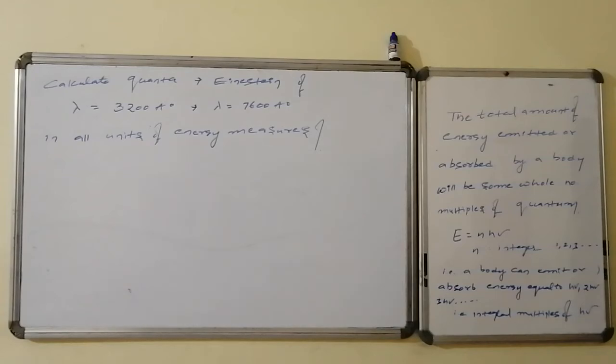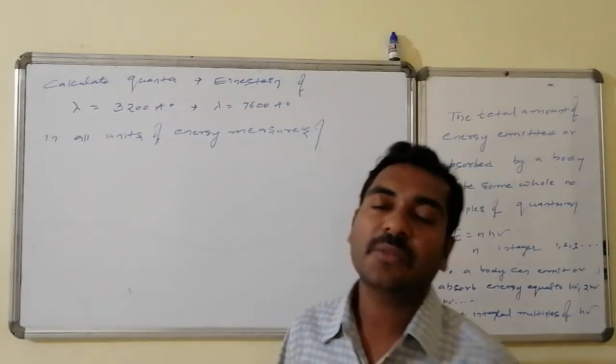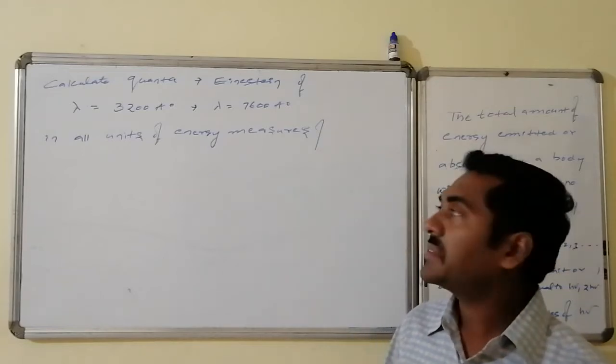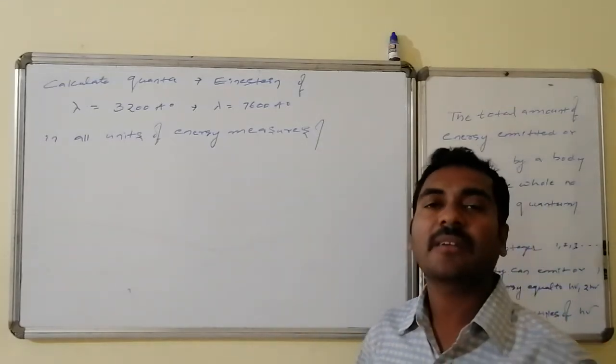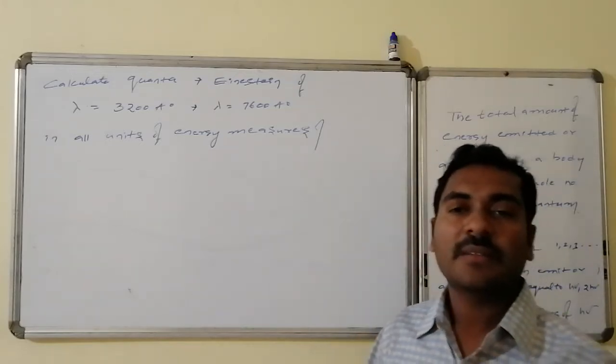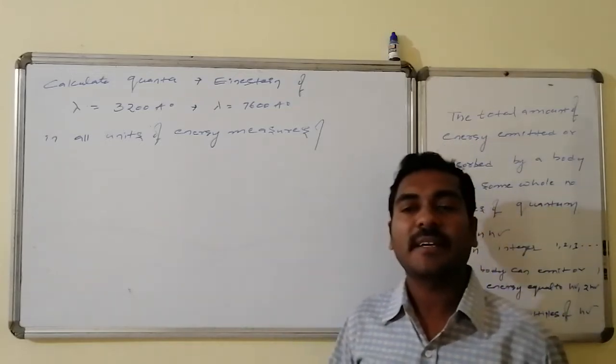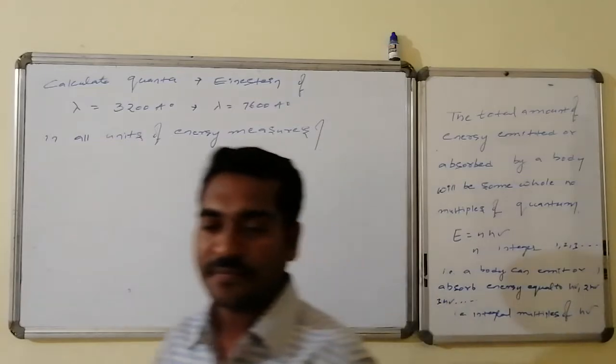The question for you is, calculate the quanta and Einstein of wavelength 3200 Angstrom units and 7600 Angstrom units in all units of energy measures like electron volts, ergs, joules, calories as well as kilocalories.